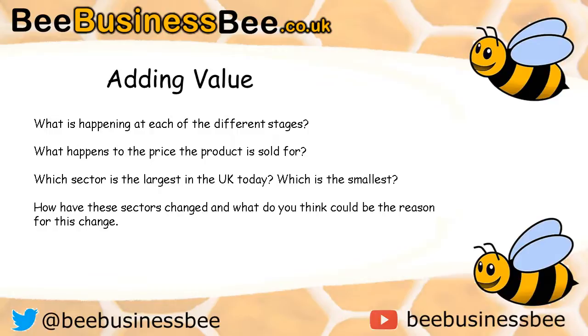What I would do is think about what's happening at each of the different stages. What's happening to the price that the product is being sold for. And then I want you to do a little bit of research for me. I want you to go away and try and think about which is the largest sector in the UK today and which one's the smallest. And then also try and see how that's changed in time. Which one used to be the largest, which was the smallest? And can you think of any reasons why we've had this change?